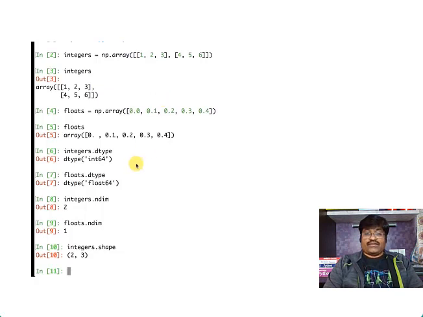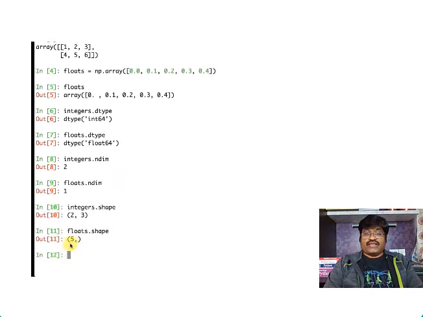Let's also look at the floats array and look at its shape, and you can see we still get a tuple back, but it's a one-element tuple, indicating the one-dimensional array has 5 elements in it. So when you are doing multidimensional arrays, you get the number of items in each dimension. So 2 rows and 3 columns for the integers array. But when you do a one-dimensional array, the tuple is a one-element tuple that has just the total number of elements in that one-dimensional data structure.